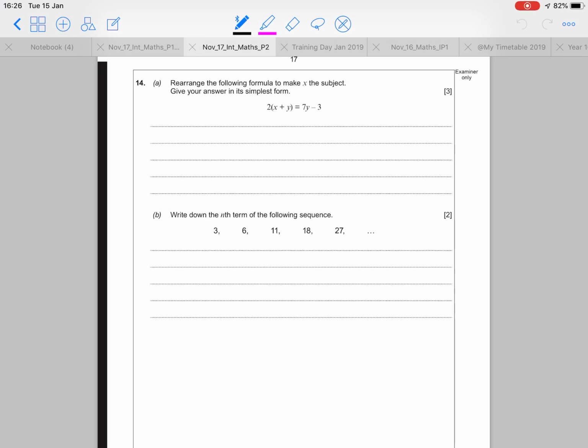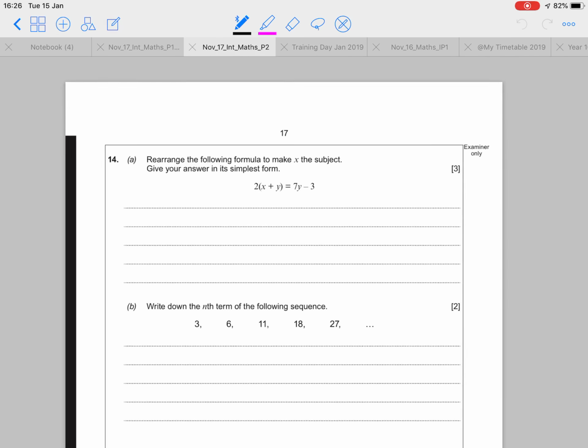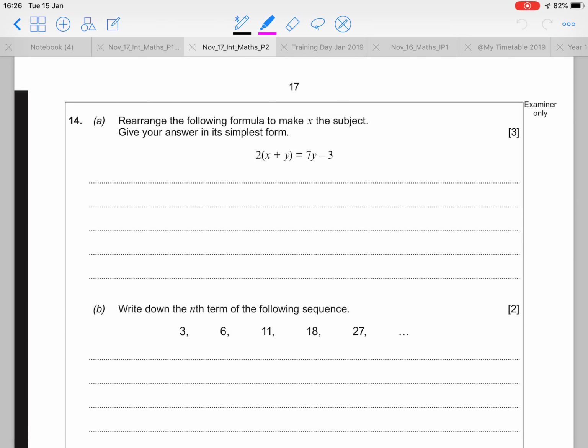Question 14. Rearrange the following to make x the subject. This means we've got to rearrange it till x is on its own. At the moment x is here, smack bang inside a bracket, surrounded by y's and 2's. So step 1 will be to multiply out the bracket. Everything inside the bracket has to be made twice the size, or multiplied by 2.